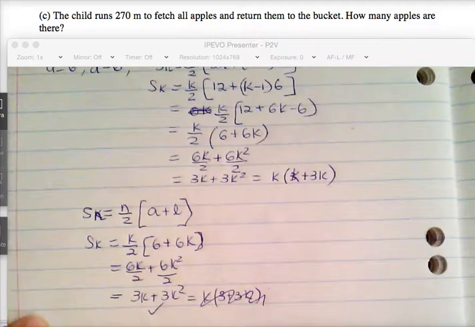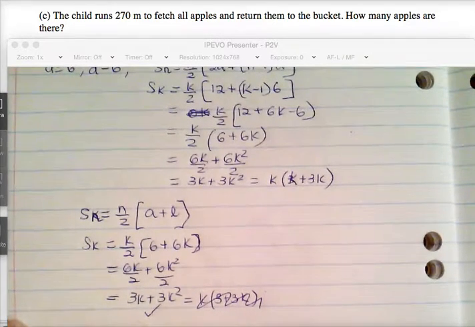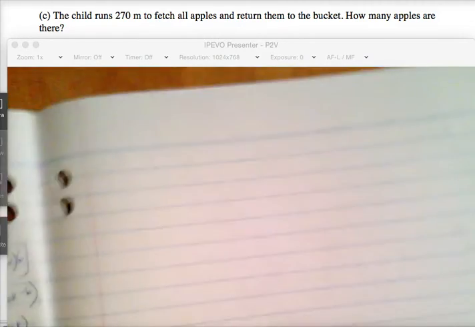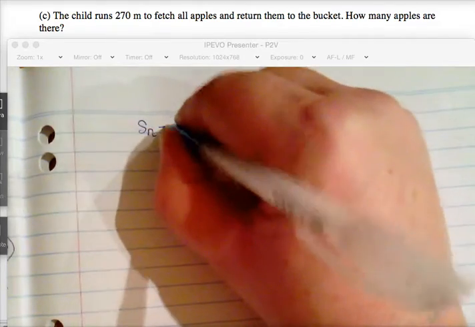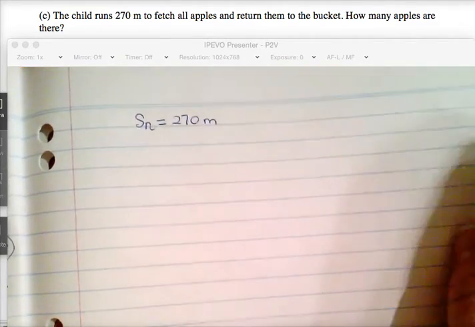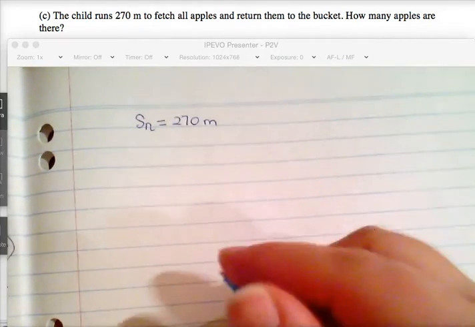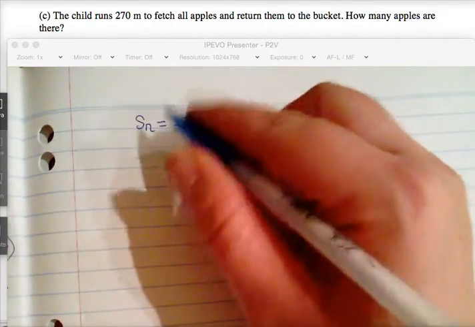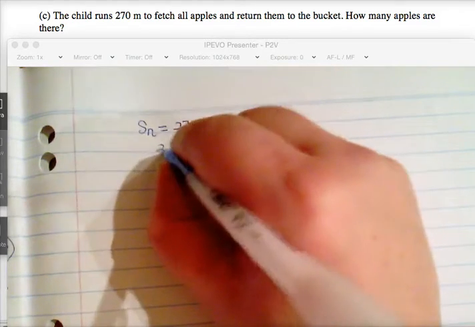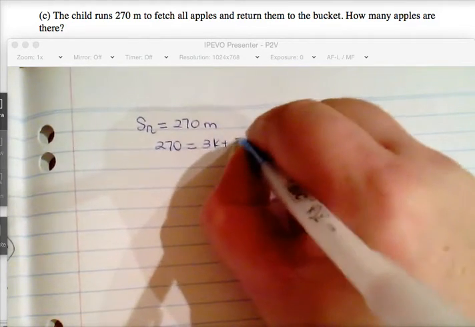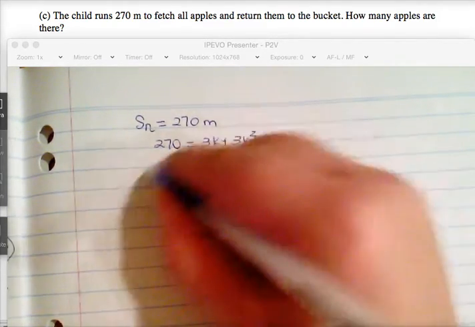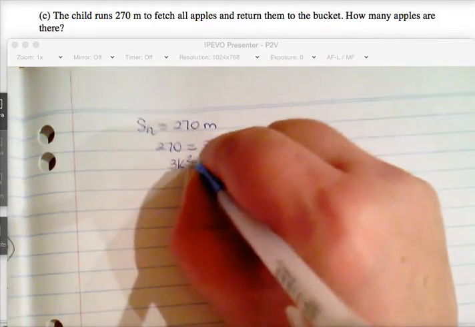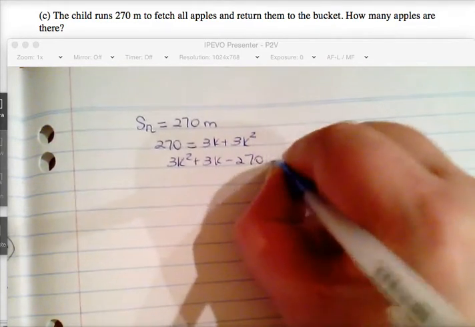And now for the last part of the question, it says the child runs 270 meters to fetch all the apples and returns them to the bucket. How many apples are there? So we know that the sum Sn is 270 meters. That's all the distance run to fetch all the apples, and we have an expression for Sk. So therefore we've got 270 equals 3k plus 3k squared, and we can divide through by 3 and take everything actually over to the right. So we've got 3k squared plus 3k minus 270 equals 0.